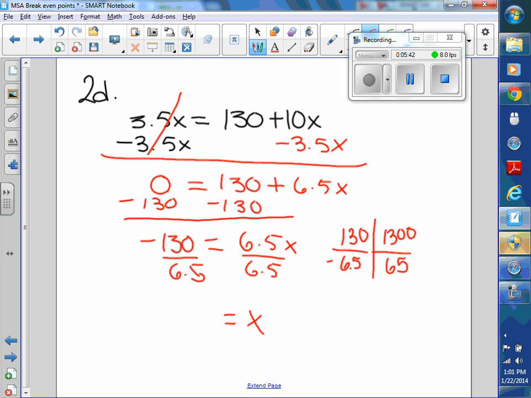So you could do long division, or what I see is 65 goes into 130 twice. Do you see that? You have to do long division if you want, but I almost never do long division. I just do that kind of thinking. But some way, either this way or 6.5 into 130, and I know I need the negative there in the end.